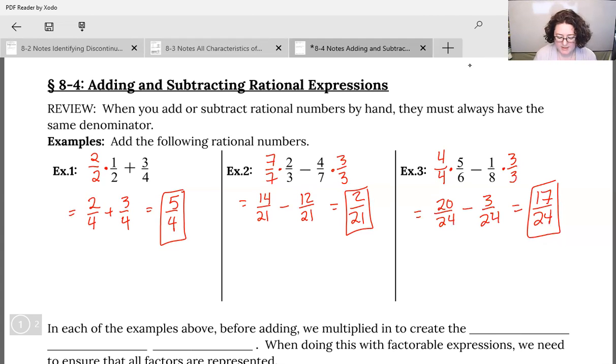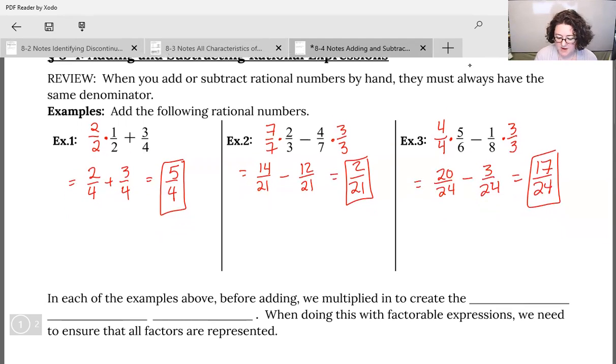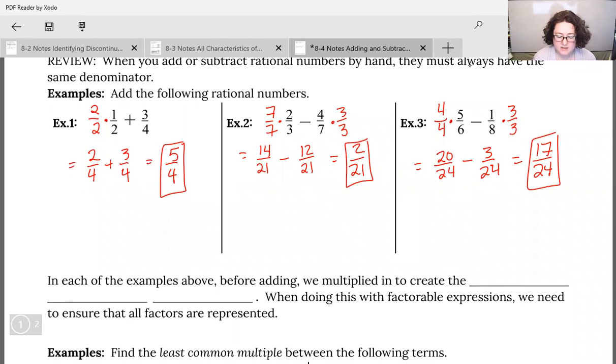Alrighty. So in each of the examples that we just did, before we added our fractions, we multiplied in an extra factor to create the least common multiple. And when we start looking at variable expressions like trinomials or binomials, whatever polynomial we have, we can still do the same thing if we know what our factors are. So again, this is why factoring is so important for this unit.